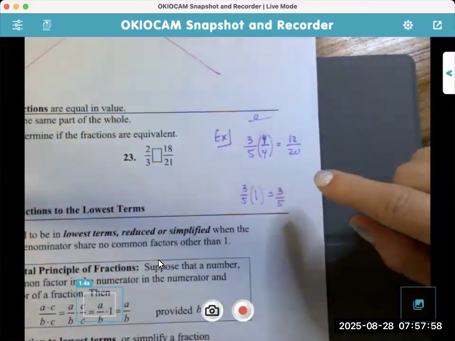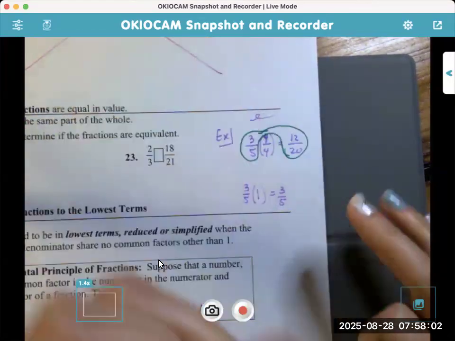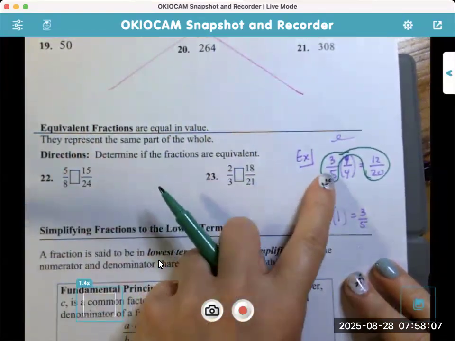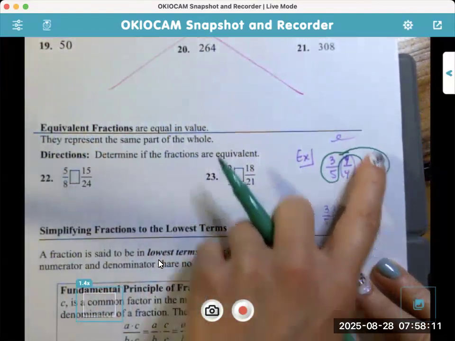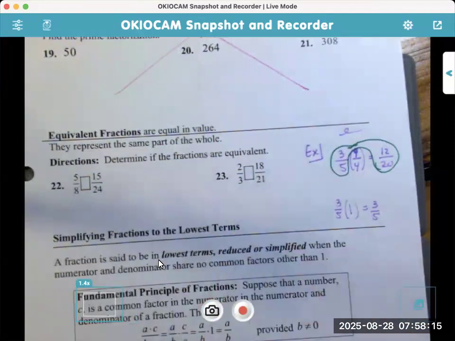So 3/5 and 12/20 are what we would call equivalent fractions, because I can multiply 3/5 by 4/4 and get 12/20, or on the other side, I could divide 12 by 4, get 3, divide 20 by 4, get 5.